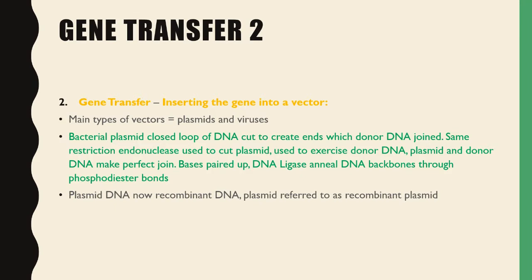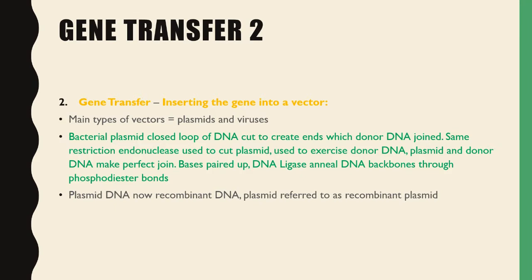The main types of vectors you will use are plasmids and viruses. So how do we do this? Well, you'll get a bacterial plasmid, a closed loop of DNA. You will then cut this to create ends which the donor DNA will join to. The same restriction endonuclease that is used to cut the plasmid is used to excise the donor DNA.